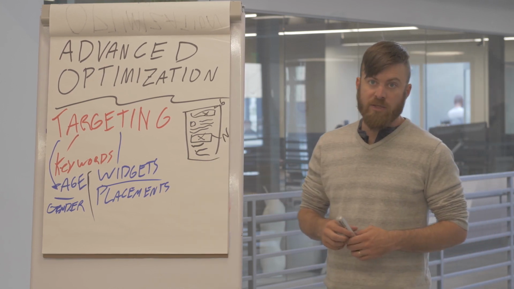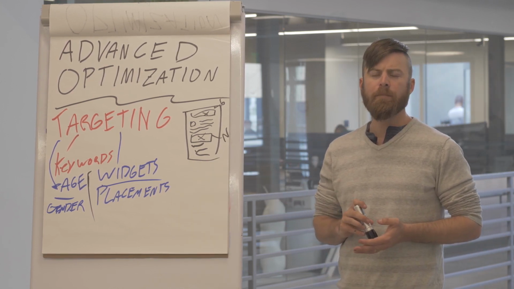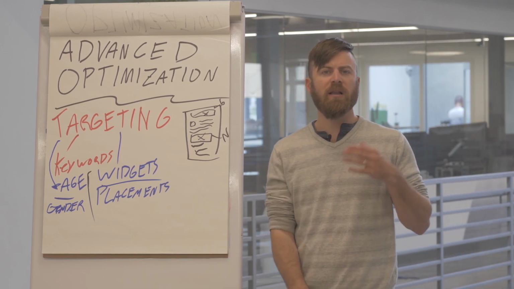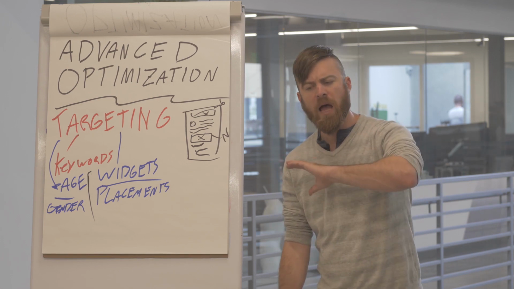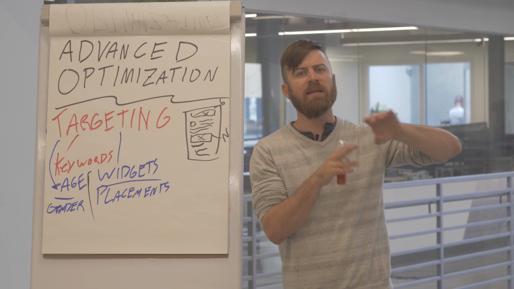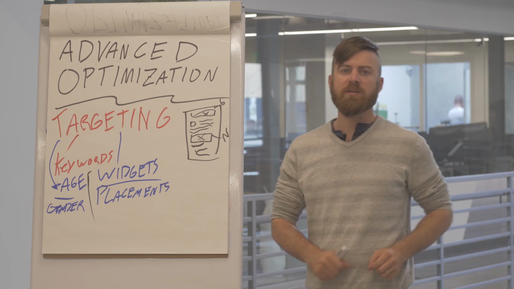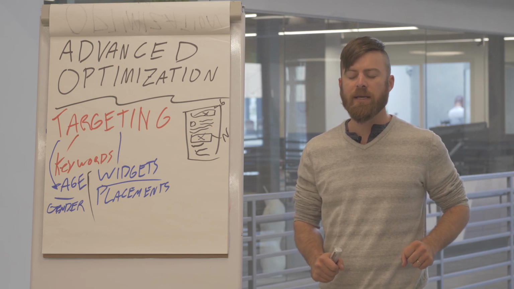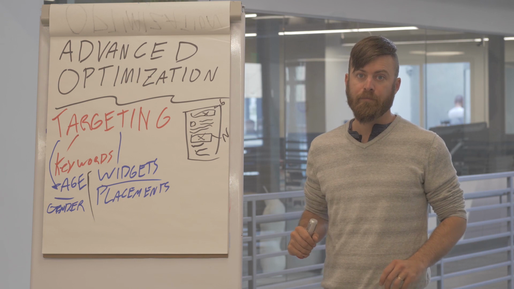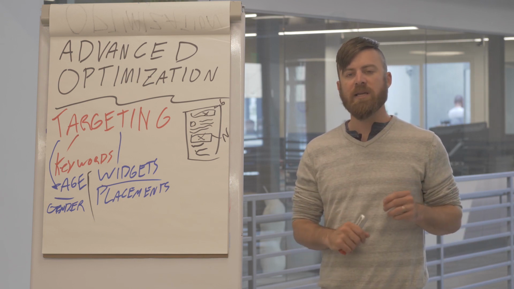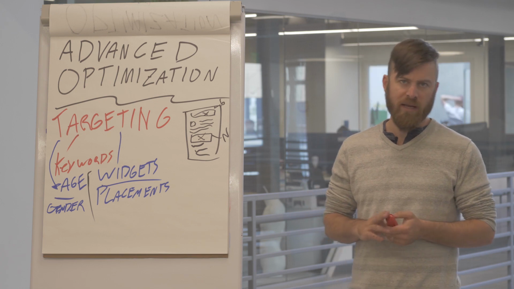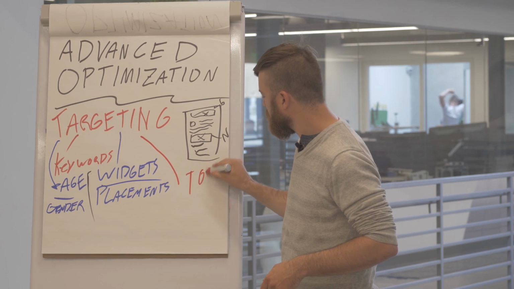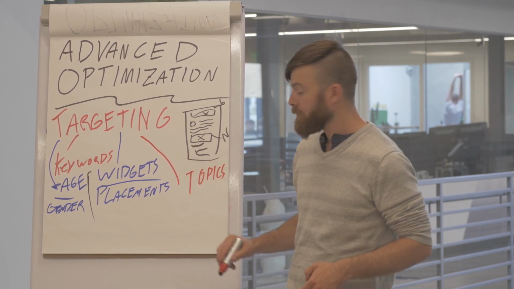Other ways you can optimize targeting are topics or categories. Some advertising networks allow you to say, I want to give my ads to people that are interested in health and beauty. Or some ad networks say, I want to show my ads to people who are interested in Oprah Winfrey. On some ad networks you can say, I want to advertise on business-related websites. So the next level is topics or categories.